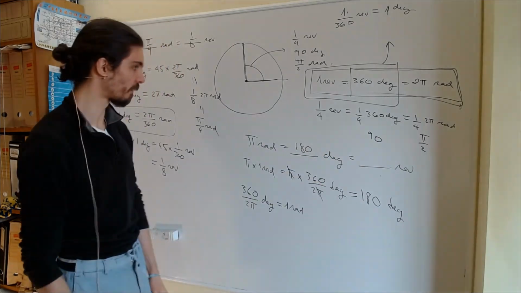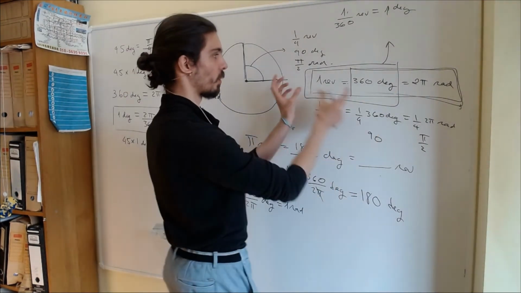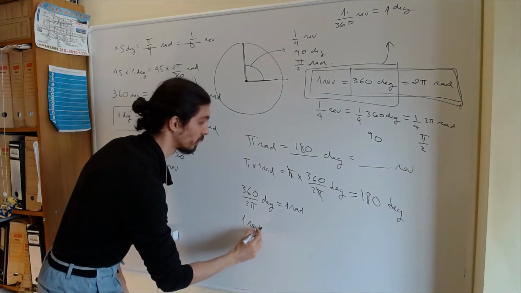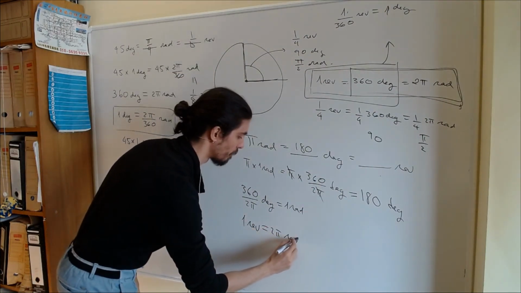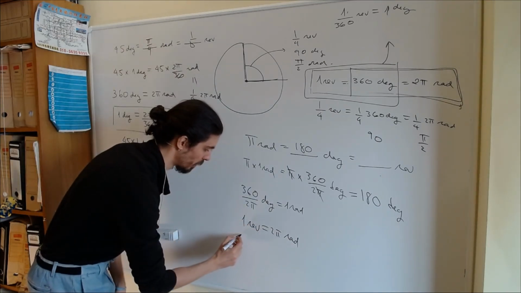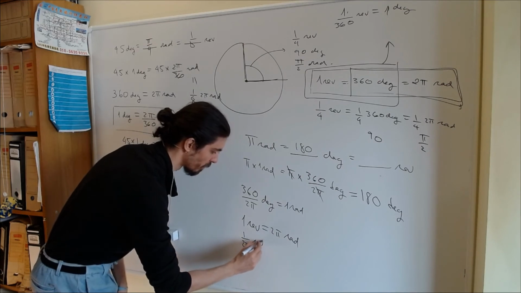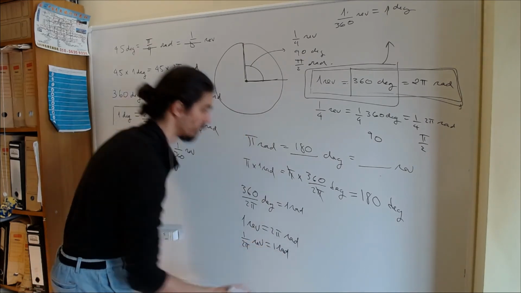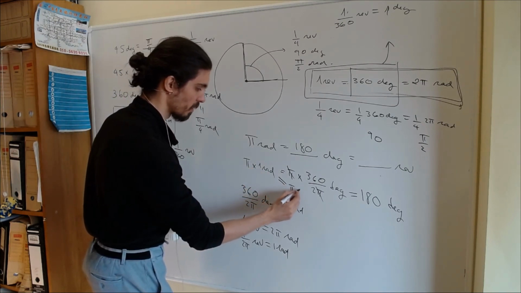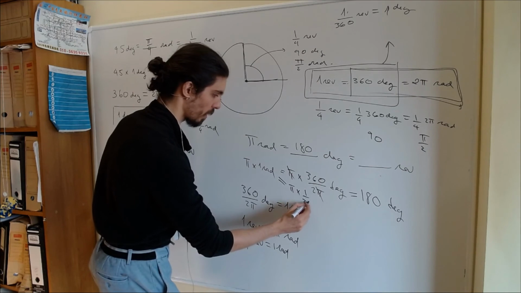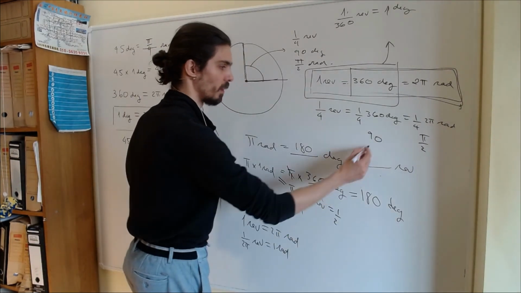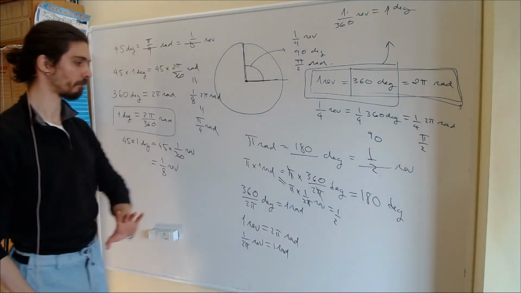Finally, in revolutions, let's focus on this equation. I'm going to write it like this. 1 revolution is 2 pi radians. If you want to convert radians to revolutions, you just divide by 2 pi. So 1 over 2 pi revolutions is 1 radian. That means that pi times 1 radian is pi times 1 over 2 pi in revolutions, which is 1/2. So this is 1/2.